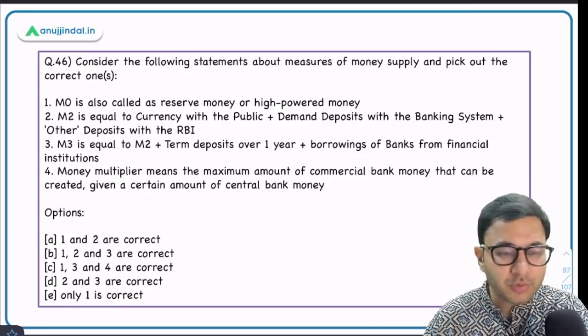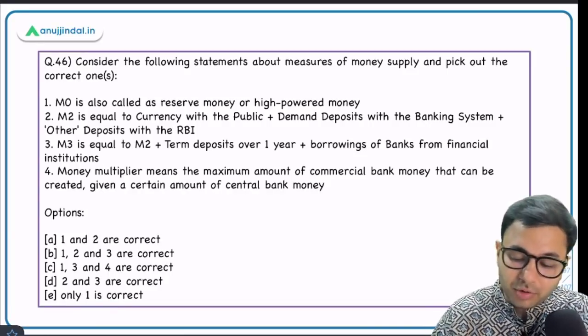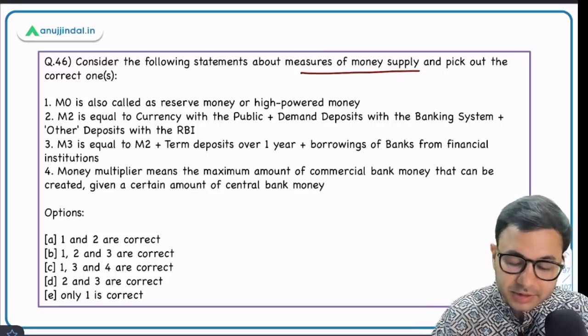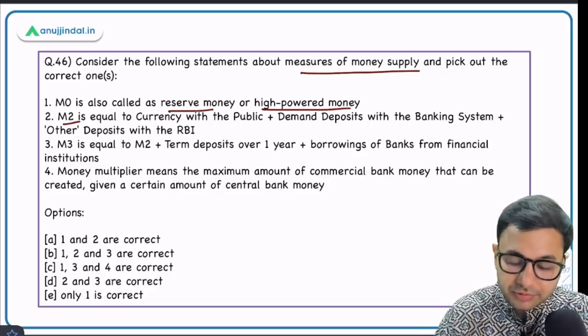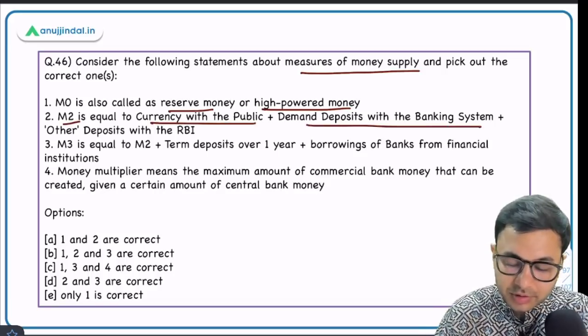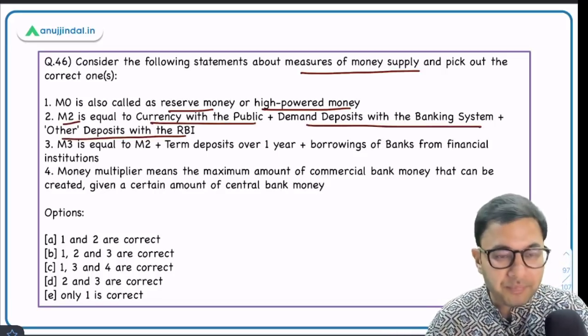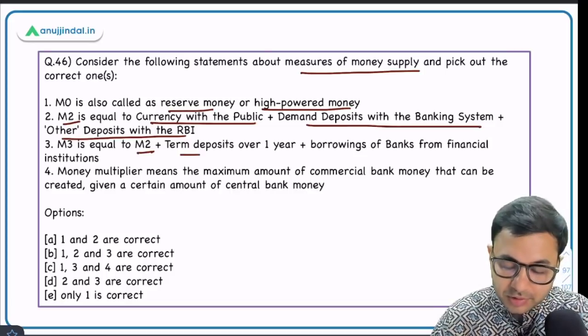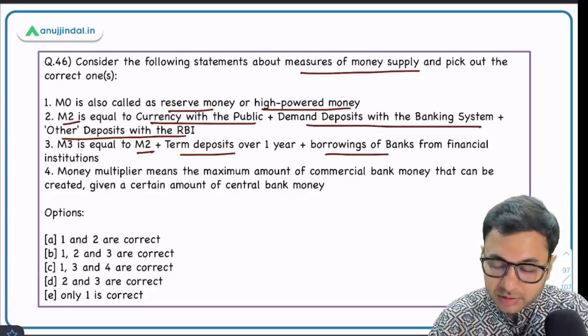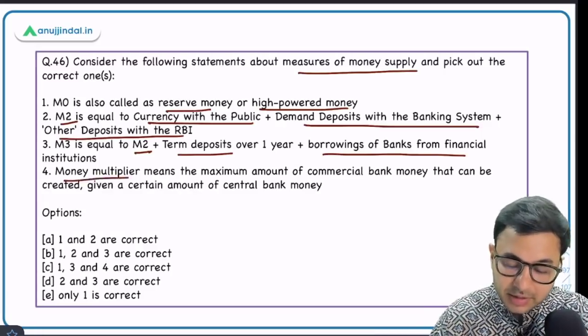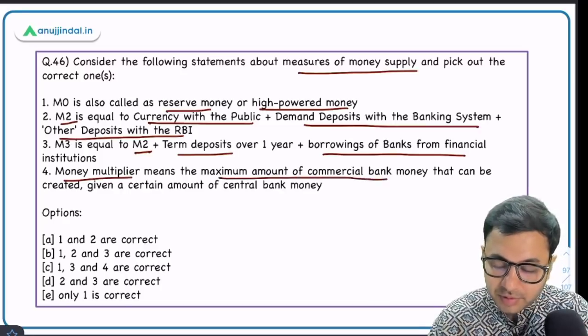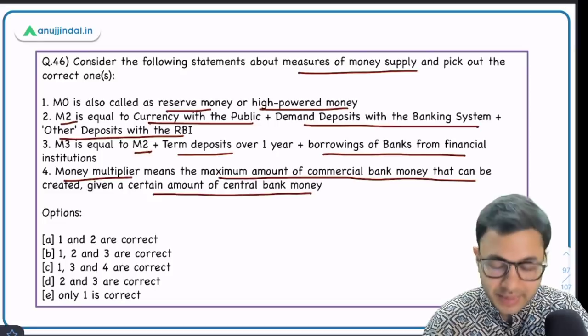Question 46, next question. Consider the following statement about measures of money supply. M0 is reserve money or high-powered money. M2 is currency with the public, demand deposits with the banking system, other deposits with RBI. M3 is equal to M2 plus term deposits over 1 year plus borrowings of banks from financial institutions. Money multiplier means the maximum amount of commercial bank money that can be created given a certain amount of central bank money.